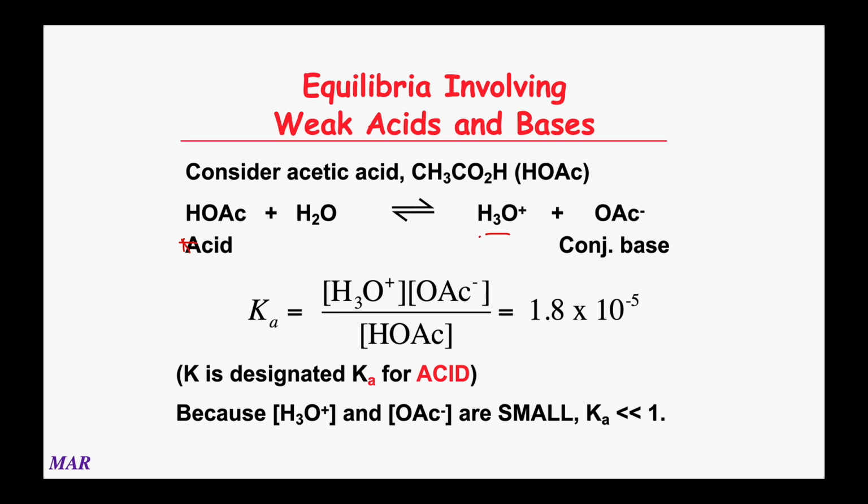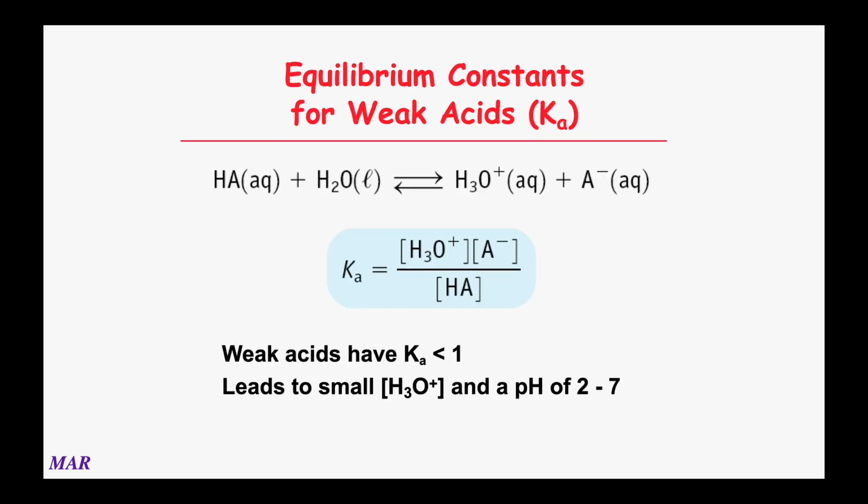And again, the Ks we're going to look at here are very, very small. Here's a generic representation for some random HA acid. And again, we don't put liquids and solids in, so water is excluded. Hydronium times the conjugate base divided by the acid. Weak acids have Kas that are less than 1, and because K is less than 1, that means you have a very reactant-favored system. You won't have a lot of hydronium because hydronium is a product.